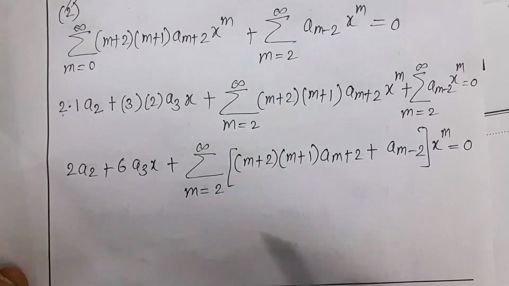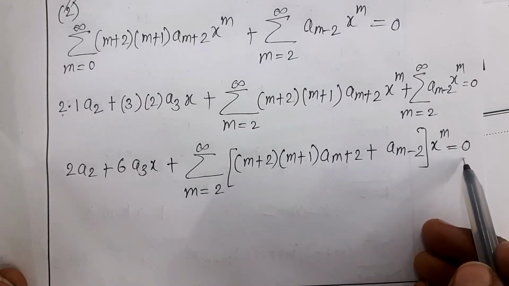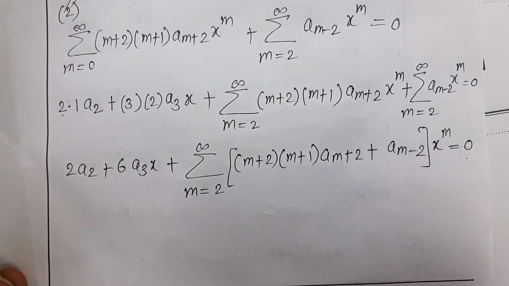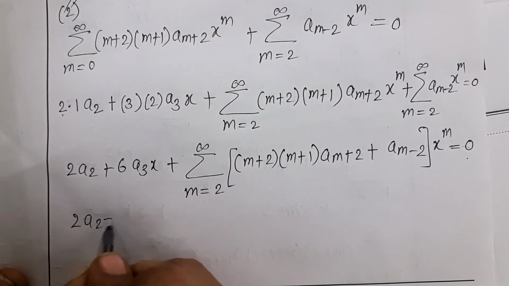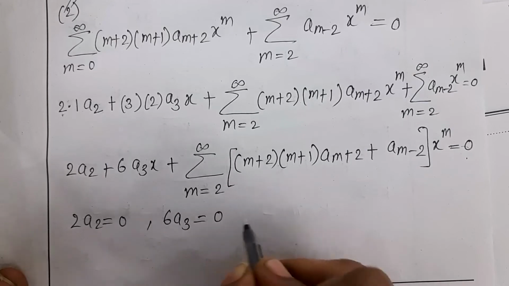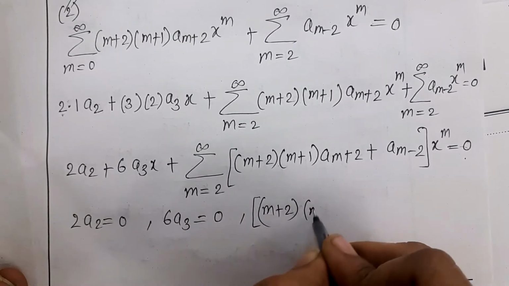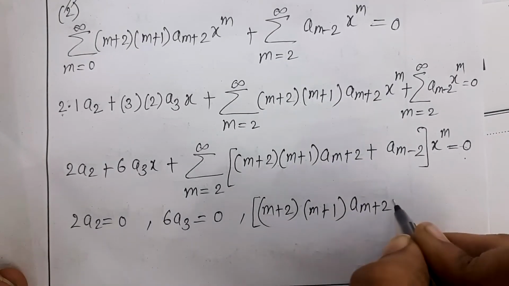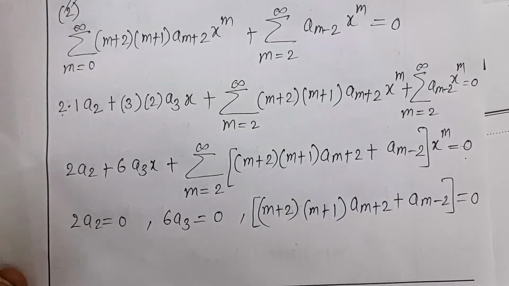Now equate both sides, left hand side as well as right hand side, for the coefficient of x. On the right hand side it is 0, meaning it is 0 multiplied by x, 0 multiplied by x square, 0 multiplied by x to the power m. So equate the coefficients: 2a2 is equal to 0, then 6a3 is equal to 0, and the third term, (m plus 2) multiplied by (m plus 1) a(m plus 2) plus a(m minus 2), is also equal to 0.